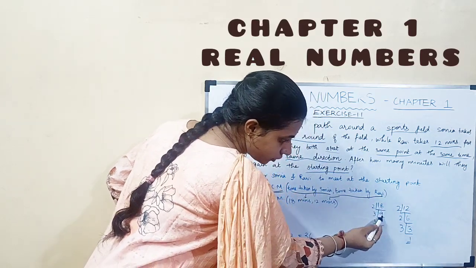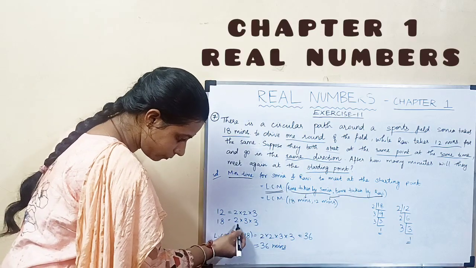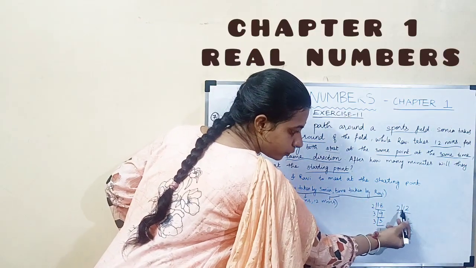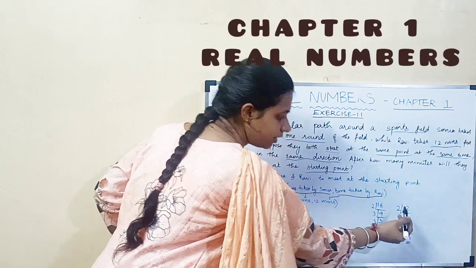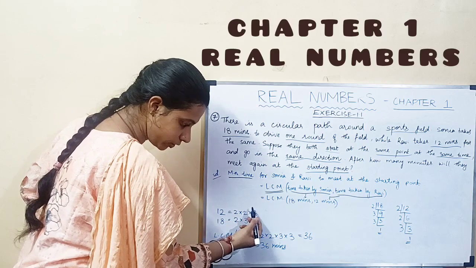18 we will get 2 into 9 is 18 and 3 into 3 is 9. So prime factors of 18 would be 2 into 3 into 3. And again for 12 it will be like 2 into 6 is 12 and 2 into 3 is 6. So prime factors of 12 would be 2 into 2 into 3.